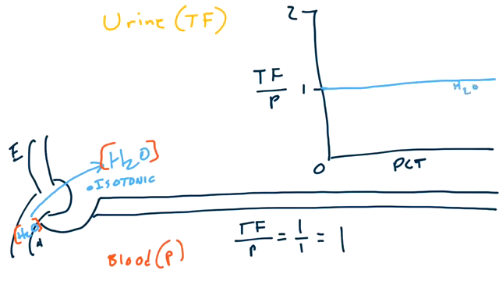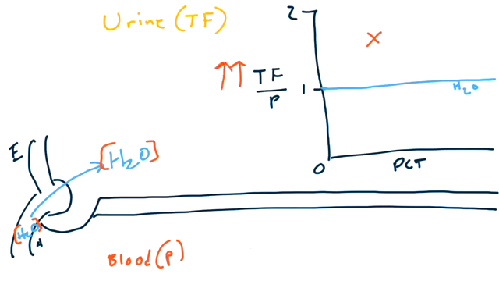The remainder of the substances that are reabsorbed by the proximal convoluted tubule are compared to this line, the reabsorption of water. They are either reabsorbed more quickly, so as to decrease the concentration of the substance in the tubular fluid, thus decreasing the ratio on the y-axis. Or they are reabsorbed more slowly, so as to increase the concentration of the substance in the tubular fluid, thus increasing the ratio on the y-axis. The substance may even be secreted by the proximal convoluted tubule and have a very high concentration in the tubular fluid, thus having a very high ratio on the y-axis.